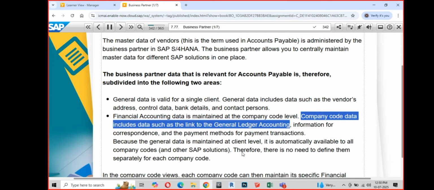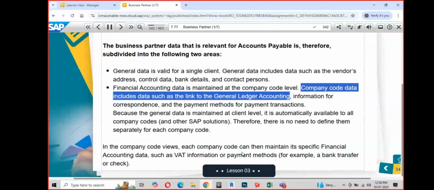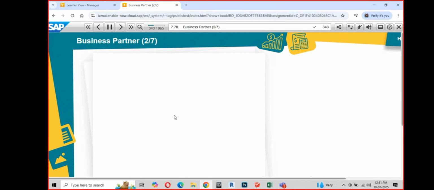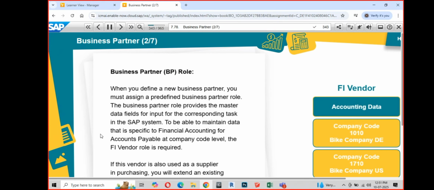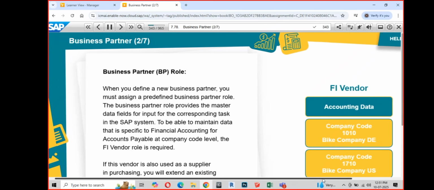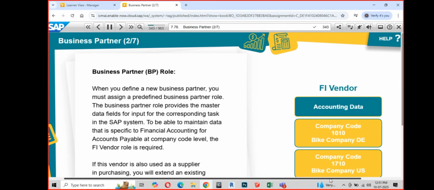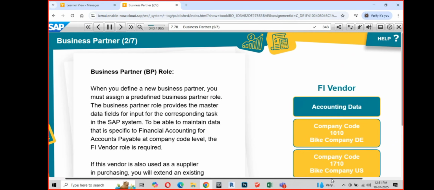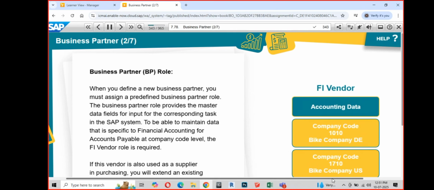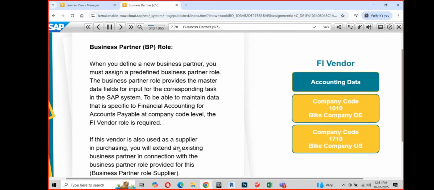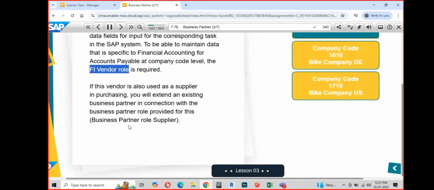So please read the slides. All right. So BP role is nothing but, whenever you're creating a business partner, what is his role? Is he a vendor? Is he a customer? See, FI vendor role. What did I say? FI vendor? Small time vendors, right? So please read. OK.